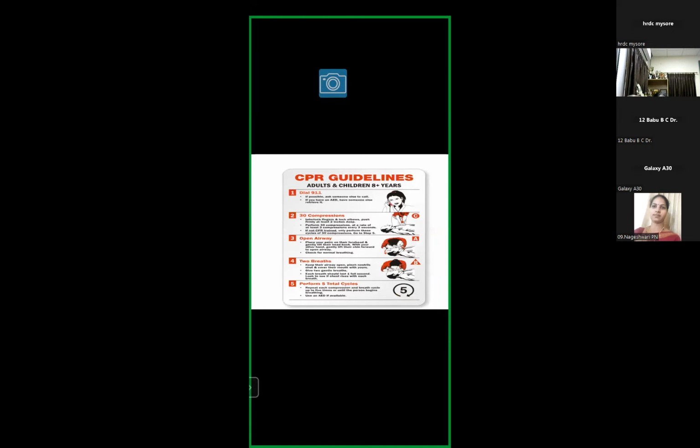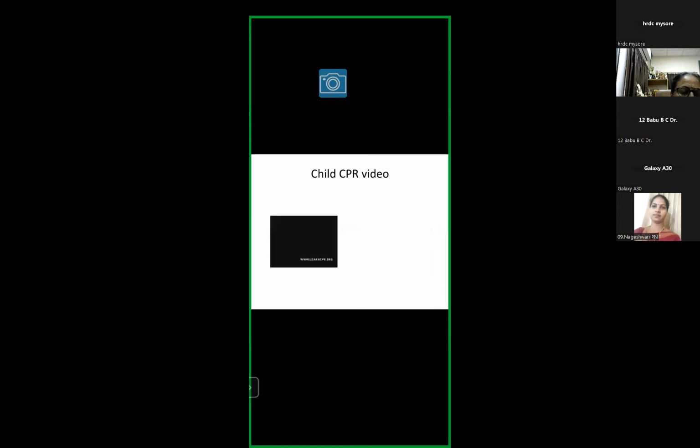Initially, we have to call for an ambulance before you start CPR, then check for breathing, check for pulsation, then start doing compression and giving breaths, 30:2, 5 cycles before you apply the AED machine.